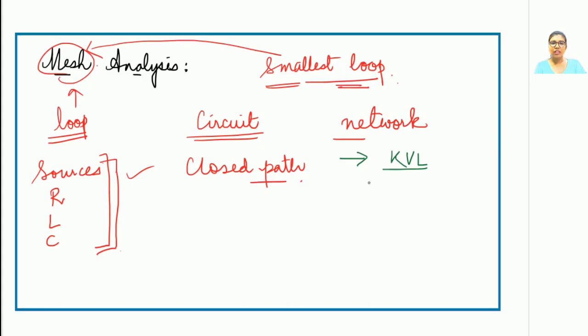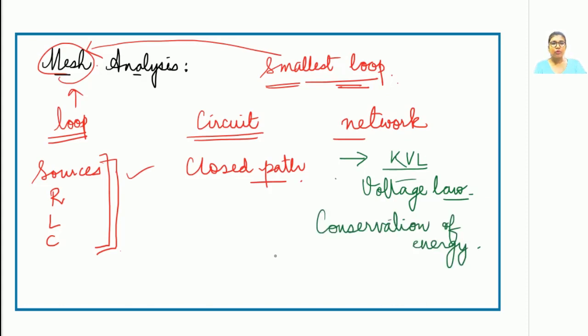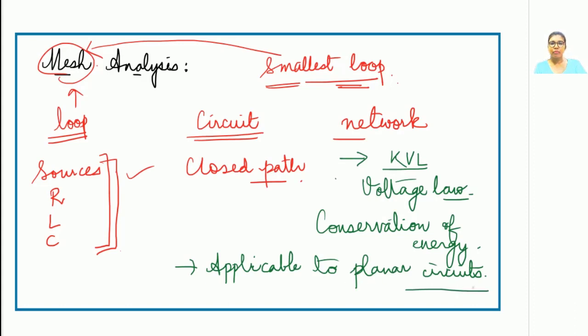As you all know, KVL stands for Kirchhoff's voltage law. So one has to write the equations in the circuit based on Kirchhoff's voltage law. And since it is based on KVL, that clearly means there is a conservation of energy. There is one more aspect of mesh analysis: it is applicable only to planar circuits. What do you mean by planar circuits? Circuits that can be drawn on a plane, or in other words, circuits that can lie on a 2D plane.